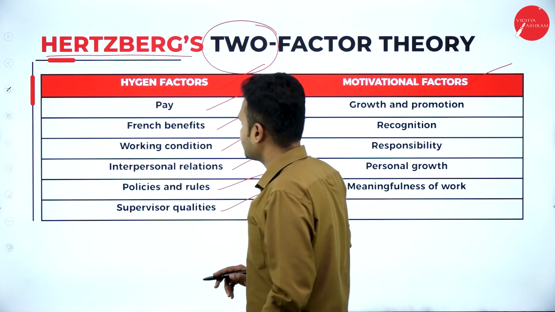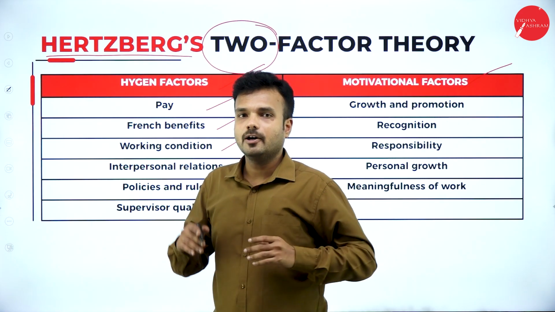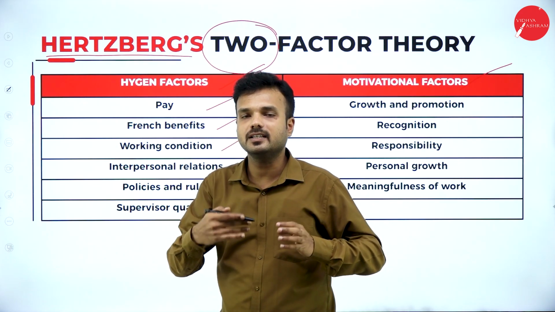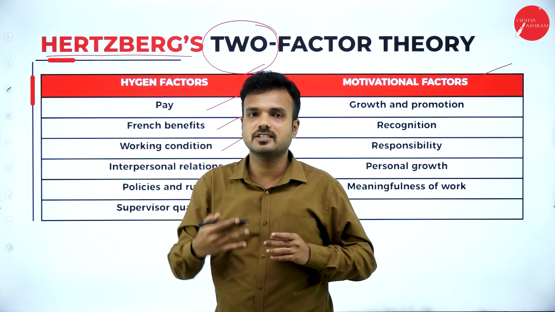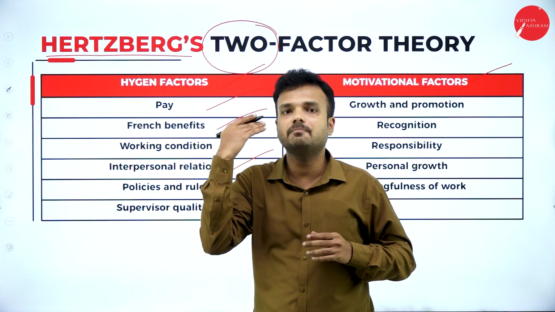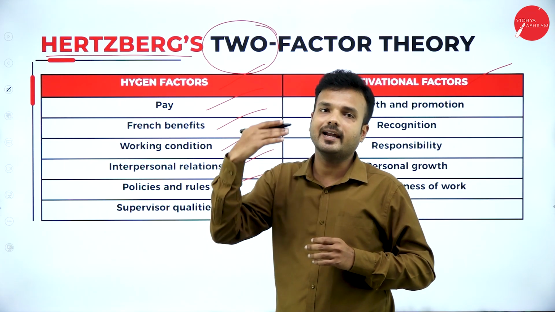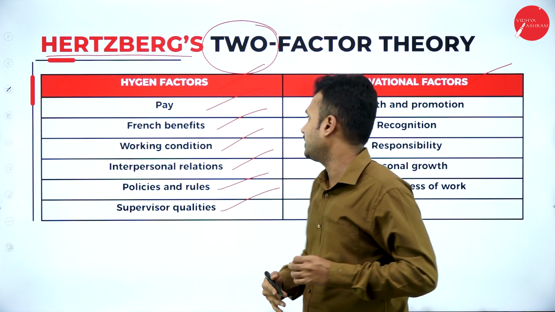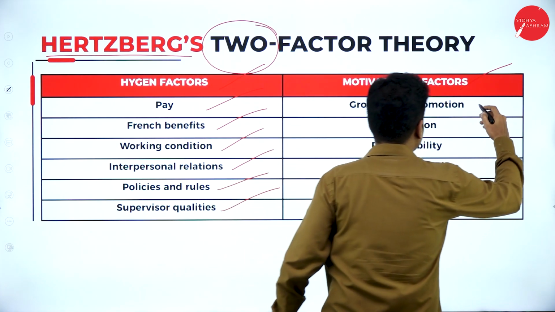Supervisor qualities. So the employee must benefit from a great supervisor, meaning a supervisor of good quality. He must be there for all the things for the organization. The employee must be benefited by being provided the best qualitative supervisor so that he can extract quality of work among the subordinates. Now the motivational factors: growth and promotion.